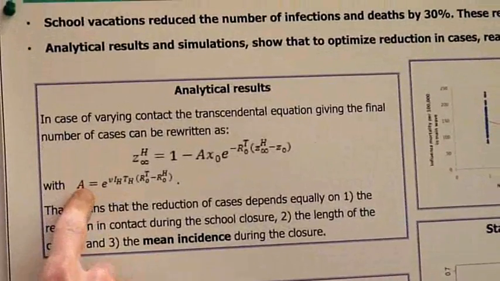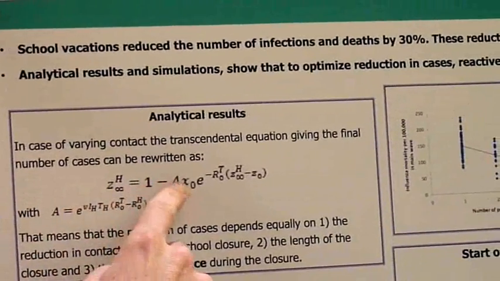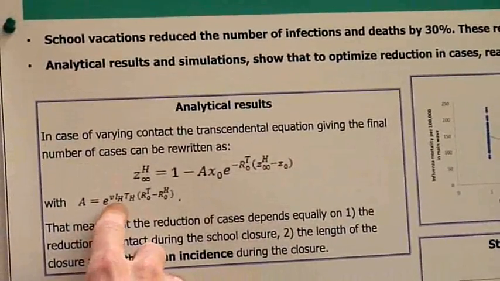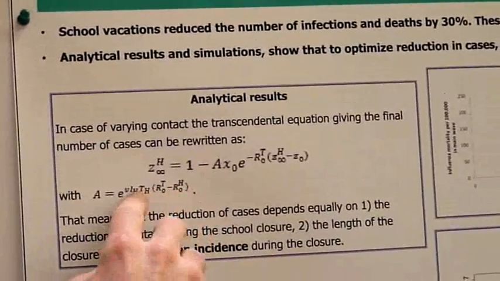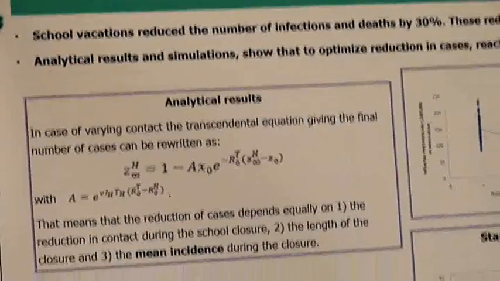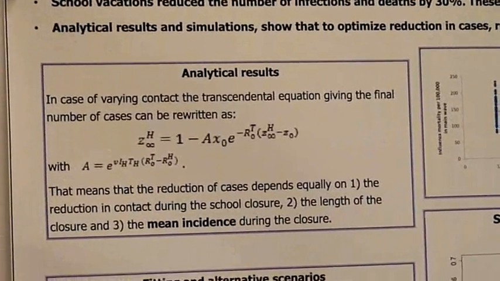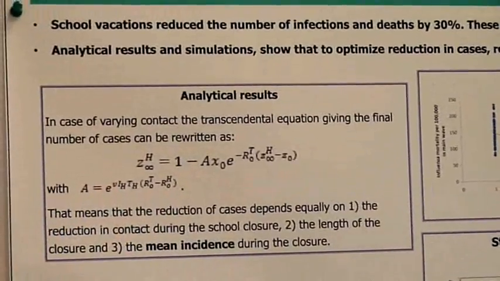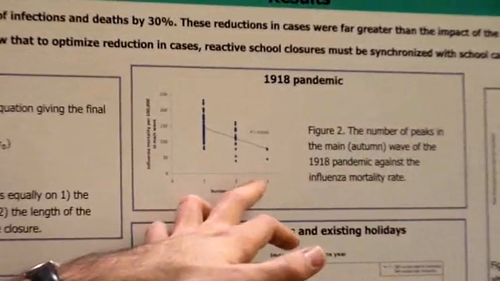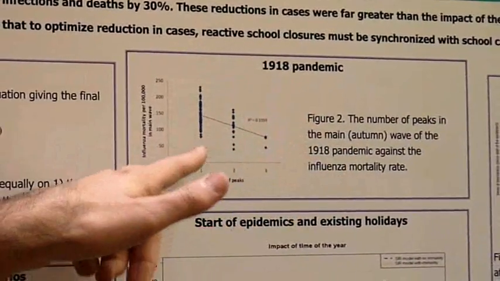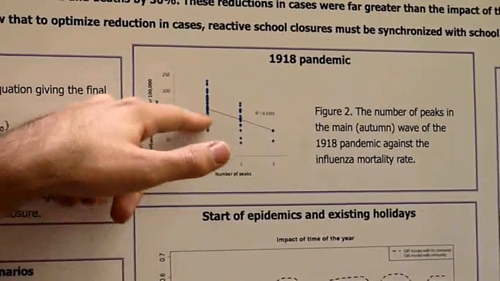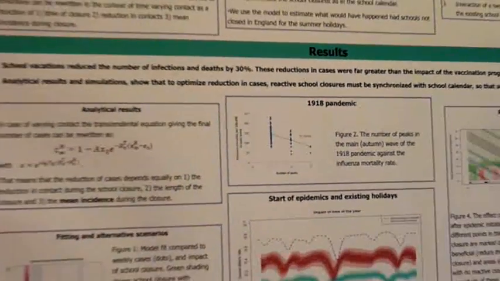And then what is quite interesting is that the reduction is dependent on a single number, which is called A in that case. This number is only dependent on the reduction in contact, the time of the closure, and, quite interestingly, the average level of infections during this period of time. If you look at the pandemic, it's consistent with this. In the 2009 pandemic, the higher the number of infections you had at this time, the lower the cases, so you have a positive correlation with that.